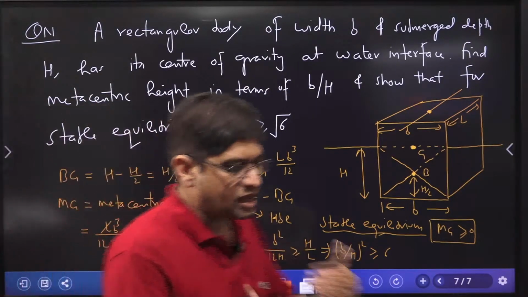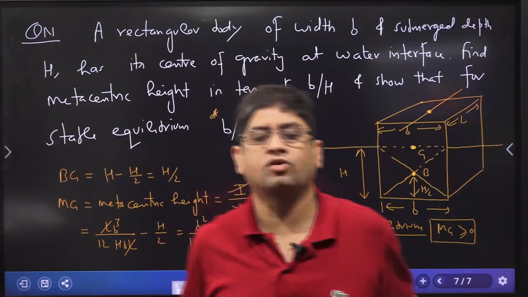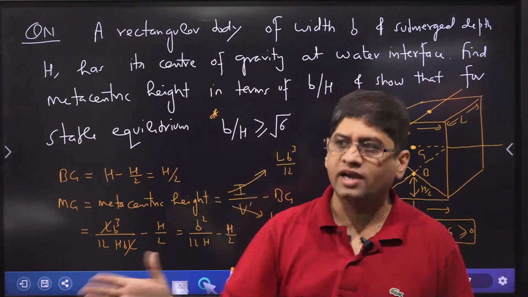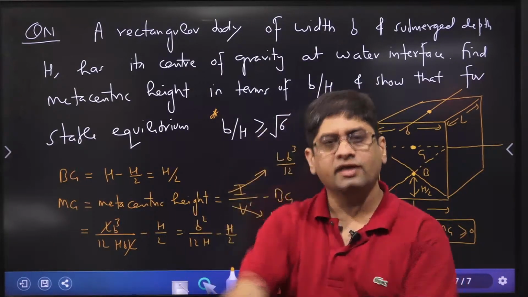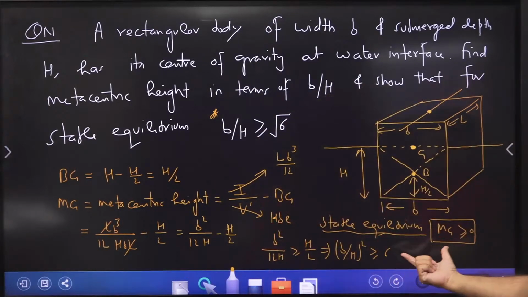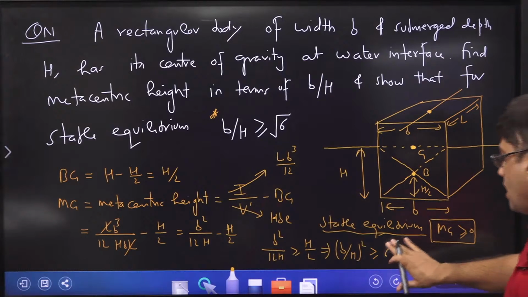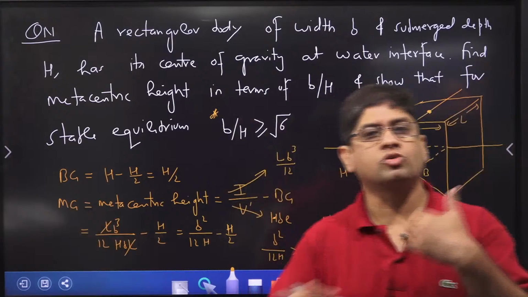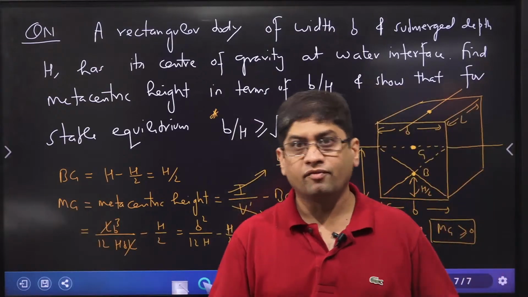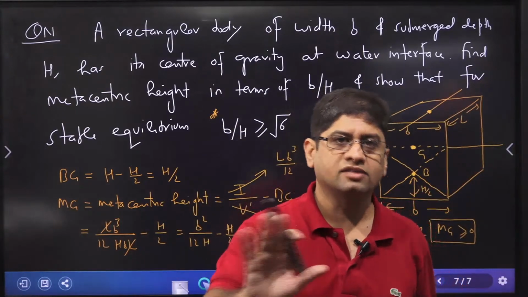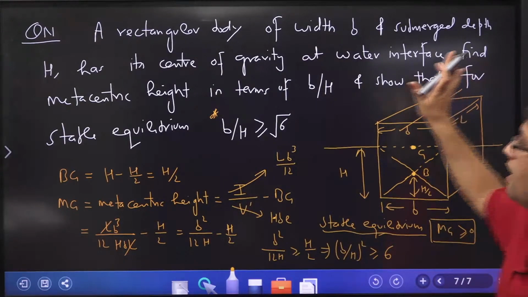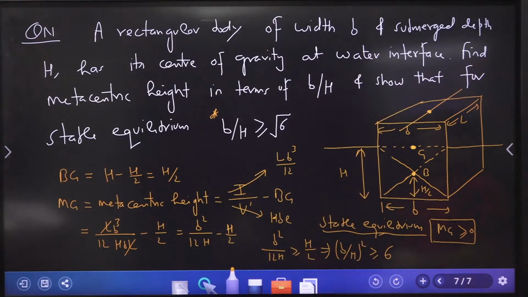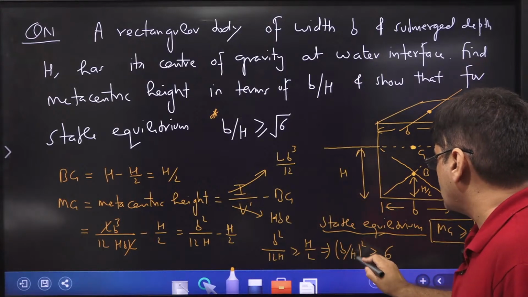And you know what question can be framed from this particular concept? He can give you the real values and ask you to find out whether the floating body is stable or not. If MG comes out to be positive, then it is a stable equilibrium. If it does not come out to be positive, it is unstable equilibrium. He will give you this case only, and he will ask you to find out whether this body is stable or not.